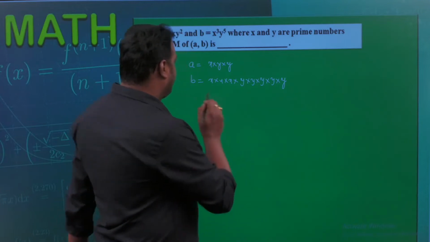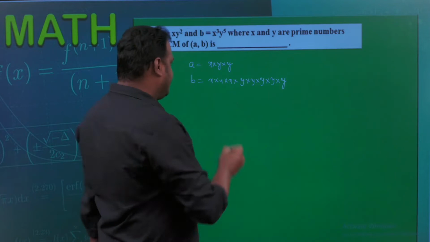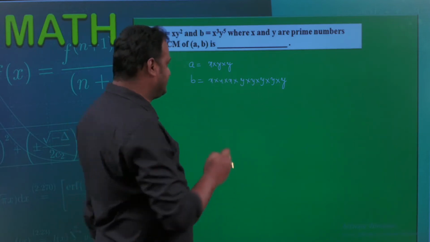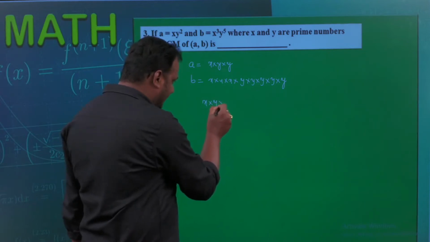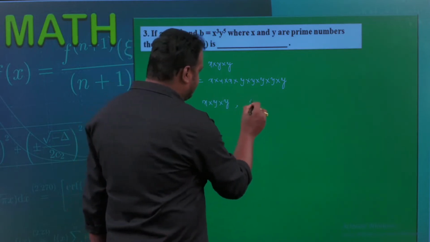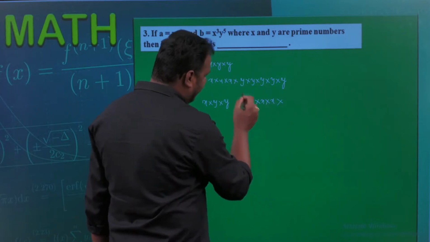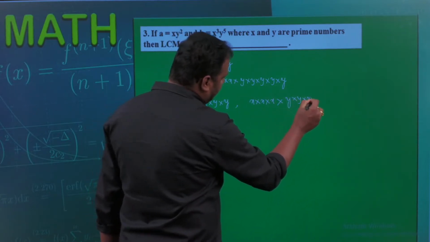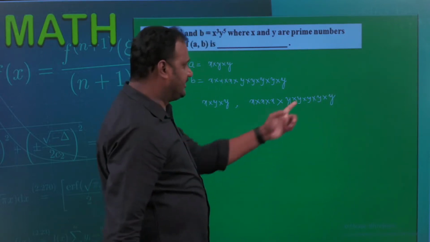Now, we are going to find the LCM of these two numbers. Writing both the numbers together: x into y into y, x into y into y. This is the first number. And the second number is x into x into x, again y is 5 times, so y into y into y into y into y. Got it? So there are 5 y's.